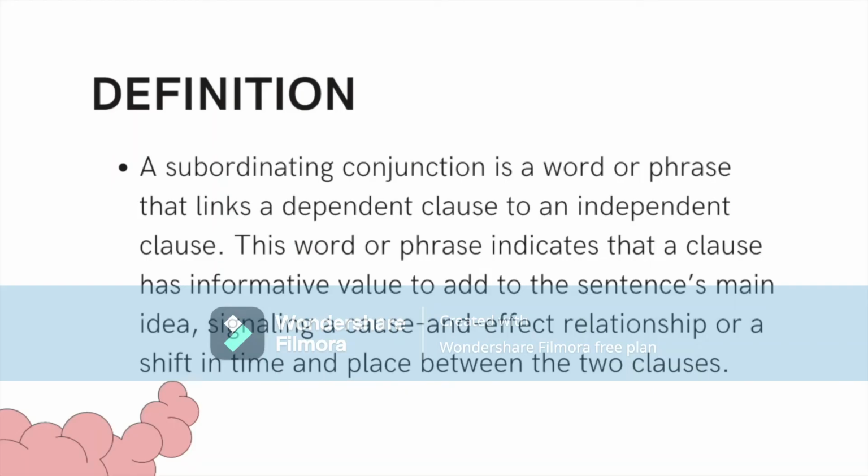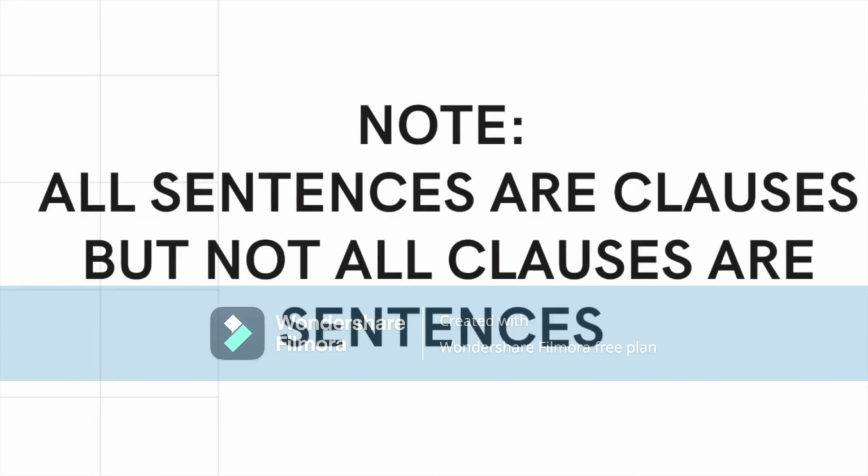A subordinating conjunction is a word or phrase that links a dependent clause to an independent clause. This word or phrase indicates that the clause has informative value to add to the sentence's main idea, signaling a cause and effect relationship or a shift in time and place between the two clauses. To simplify, a dependent clause is also known as a subordinate clause, which means that it does not have a complete unit of thought on its own and it cannot stand as its own sentence. On the other hand, an independent clause can stand on its own as a complete sentence. It has the capacity to form a complete idea or thought. Remember, all sentences are clauses, but not all clauses are sentences.